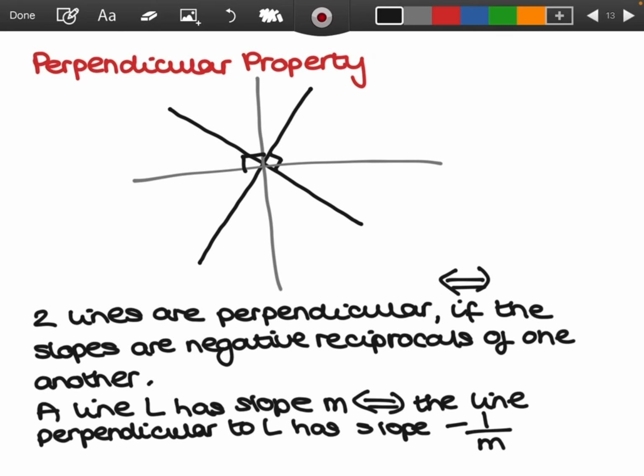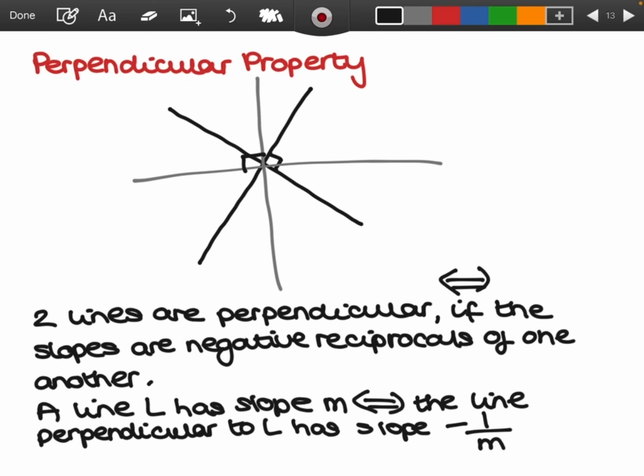this only works if you have a situation like the black lines above. It actually doesn't work in terms of, like, if you were to look at like the X and Y axis, where one of those lines is vertical, because if you remember, a vertical line actually has an undefined slope.